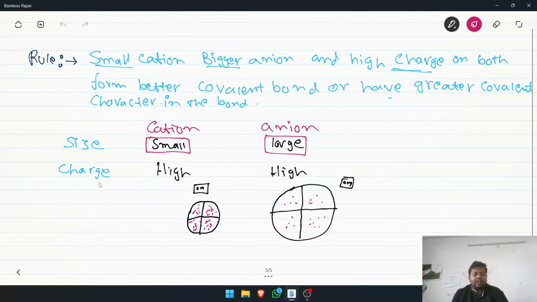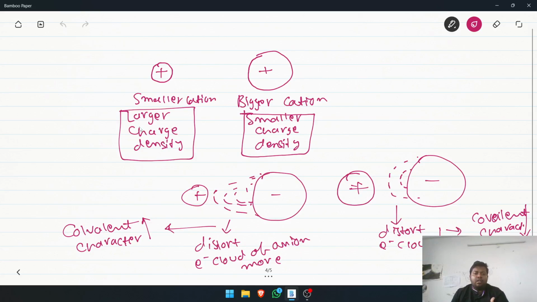Now come to the charge, that is high and high. Both must have high charges. We have already explained that the charge of the cation must be high by saying that it must have larger charge density, so it can polarize more.